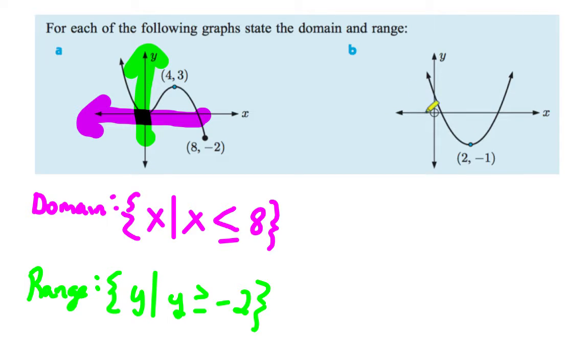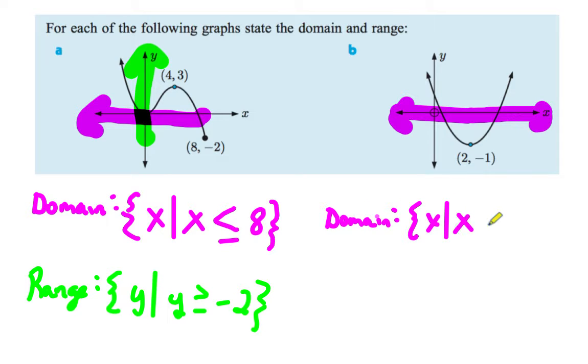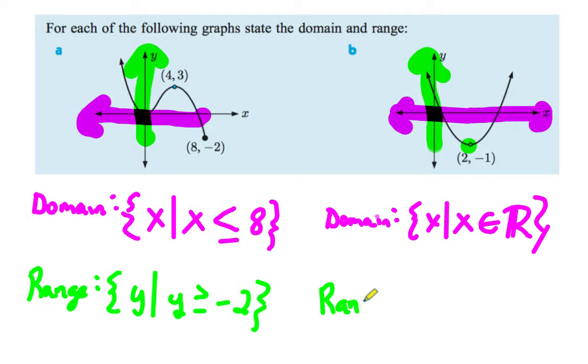And example B, here notice that we have all the real numbers on the domain, all the x values. So I'd say my domain is x such that x is an element of the real numbers. And then looking at range, my minimum value has a y value of -1, and then my graph goes up from there. So I'd say I have a range y such that y is greater than or equal to -1. Oh, forgot my equal to sign. Y is greater than or equal to -1.